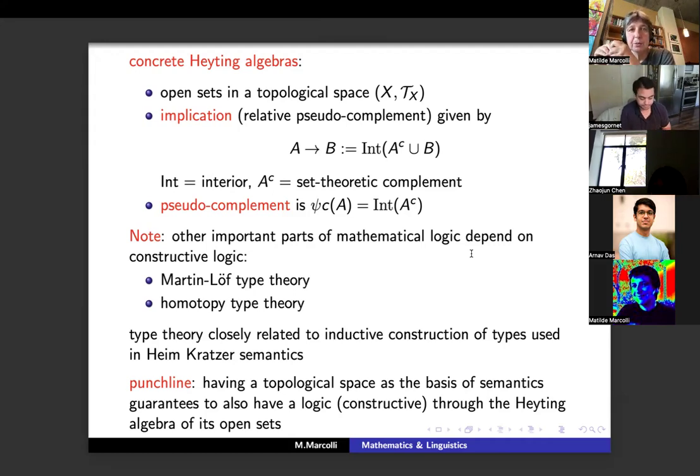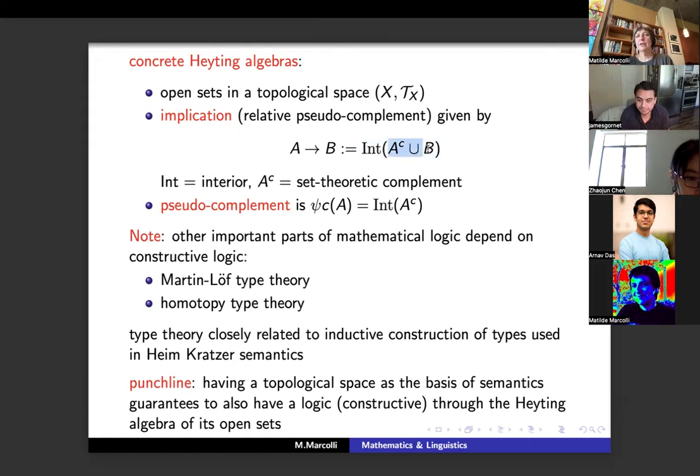So what happens with the implication and the pseudo complement here is that they have a very simple description in terms of topological operations. If you were just in the set theoretic case of Boolean algebras, you would say that the implication is A complement union B. But here, you don't take A complement union B, you take the interior part of A complement union B. The interior is like the largest open set contained in this set.